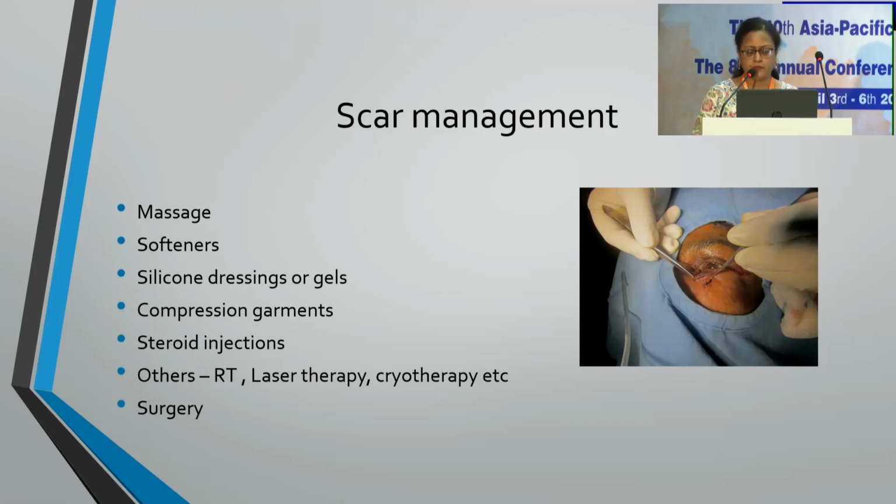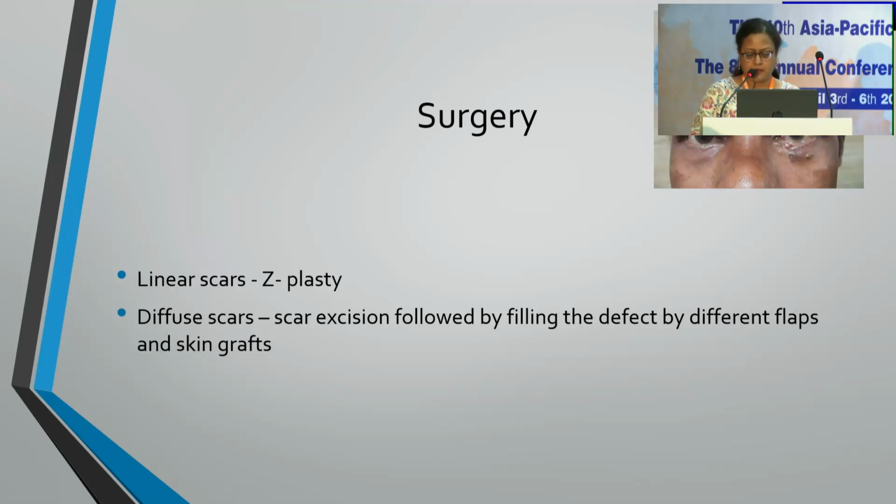Conservatively, we manage with scar massaging. We can use scar softeners, creams, silicone dressings or gels, compression garments. Steroid injection is one of them, and others include radiotherapy, laser therapy, cryotherapy, etc. There are different types of surgeries. For linear scars, Z plasty and T plasty, and for diffuse scars, the basic principle is scar excision followed by filling the defect with different flaps and skin grafts.